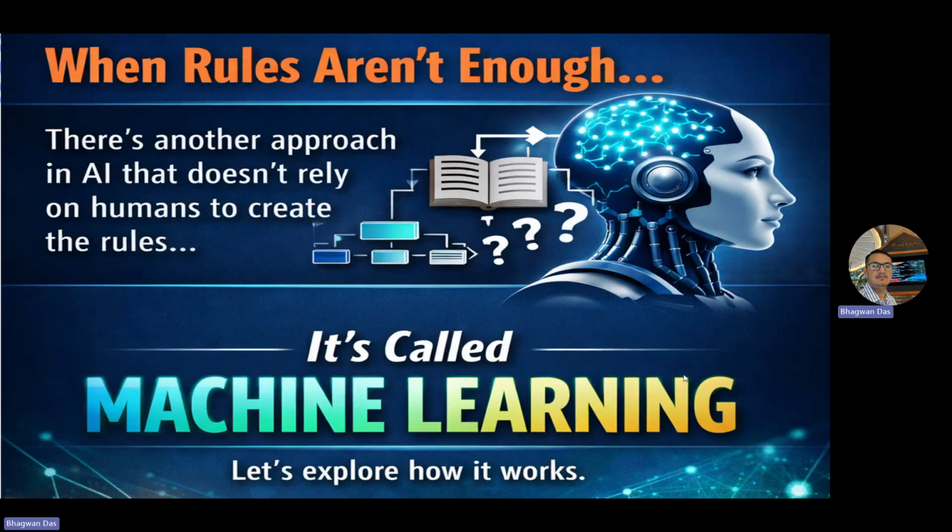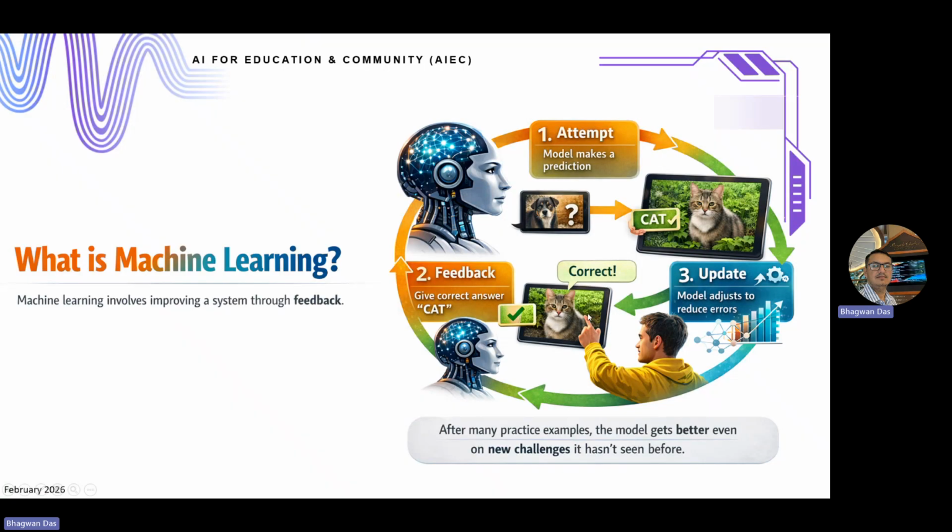Now, let's talk about what you are going to do when the rules are not enough. So there is another approach in AI that doesn't rely on humans to create the rules. That is called machine learning, right? So I hope that point is clear to you. When you apply rules, when you apply exceptions, it means you are turning things into intelligence. However, when the rules are not possible, when the rules are not enough, we utilize machine learning to get our job done. Now, let's talk about what exactly machine learning is.